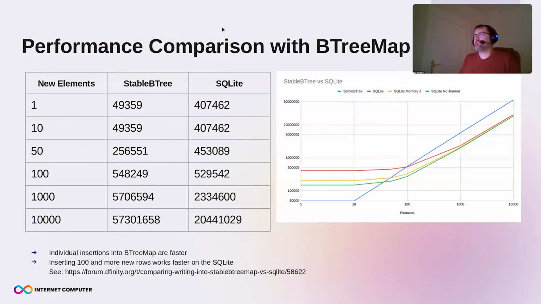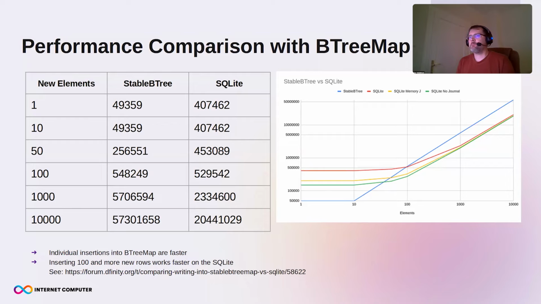Now, finally, I did also some performance estimations with this database. I compared its performance with a stable tree map. What I did, I created a data set with a million elements in it and then added more elements to that set. The outcome was as follows: if you want to only insert a single element, then it works slower on SQLite because it has a lot more preparations, and it does journaling and so on, and maybe the parsing of your request.